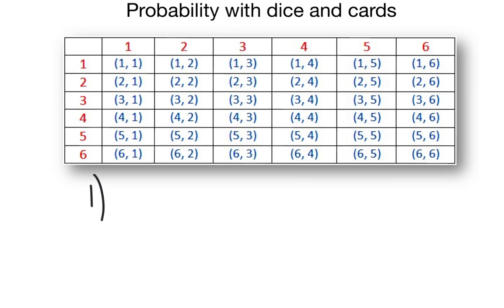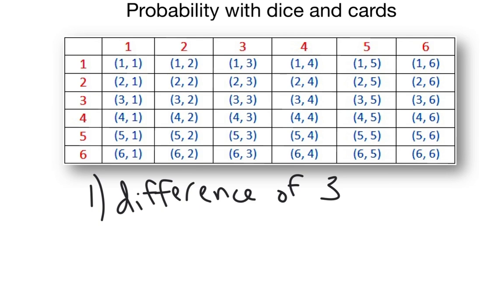The first question, they want us to find the probability of rolling a difference of 3. So a difference of 3, we want our numbers to differ by 3. And this chart would be a good thing for somebody to write down if you have time after you get a question figured out.